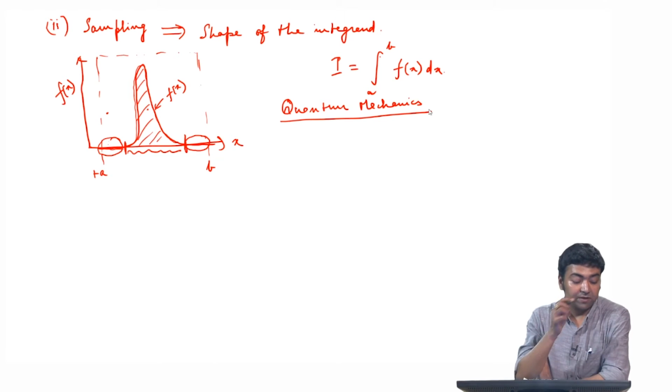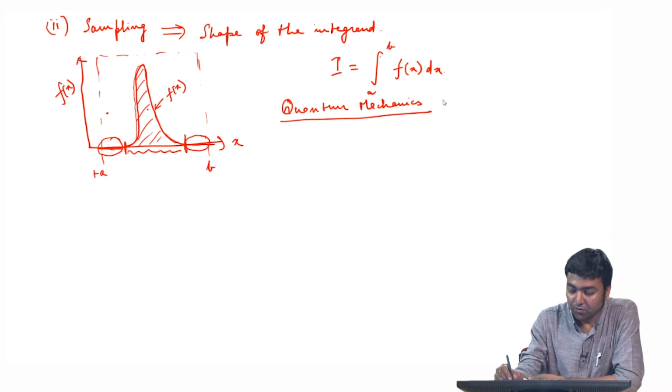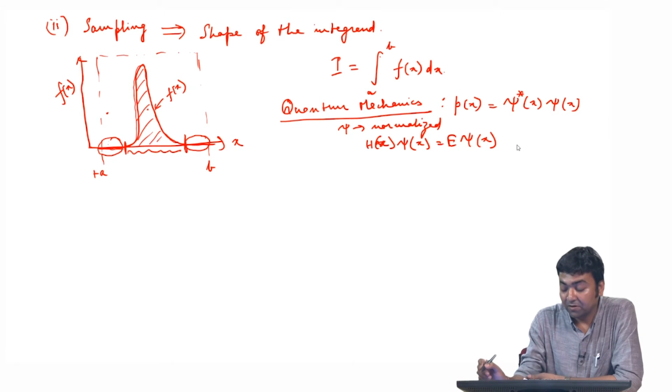So, in quantum mechanics, we know that my probability distribution function is given by psi star x psi x, where I assume that psi is normalized, and these are eigenvectors of my time independent Schrodinger equation. The psi's are the eigenvectors of my time independent Schrodinger equation.